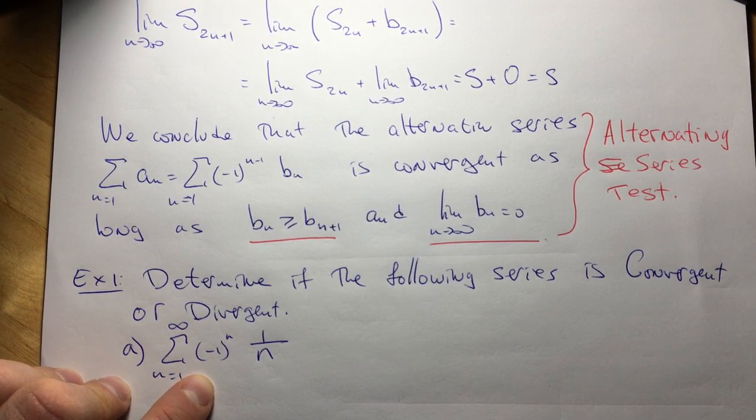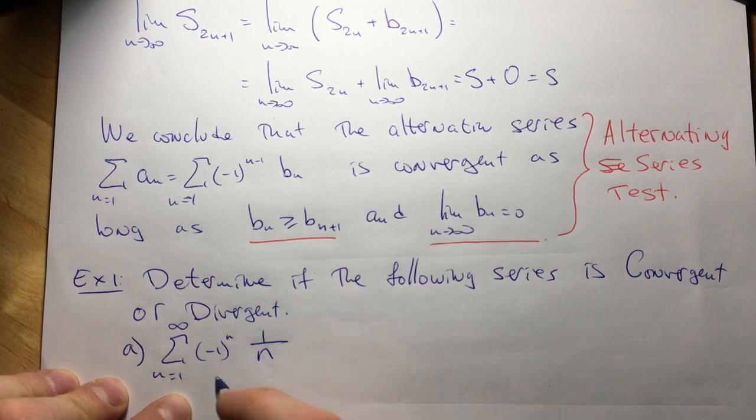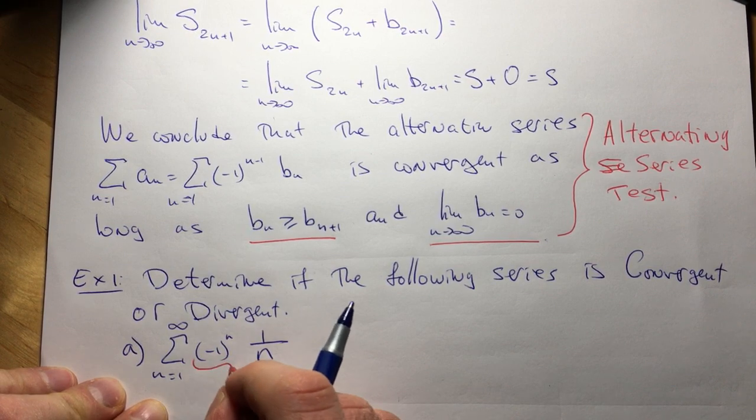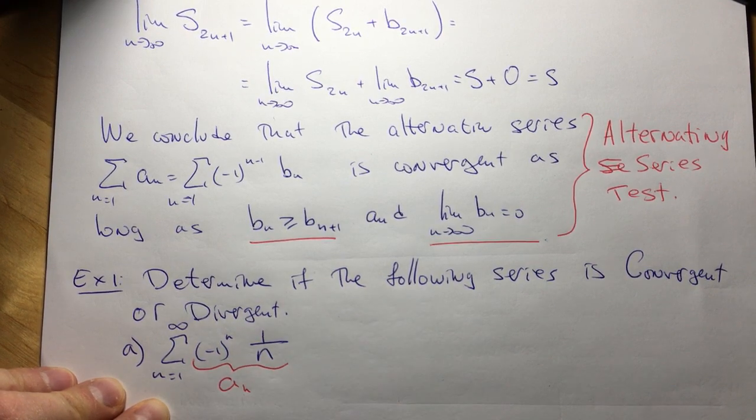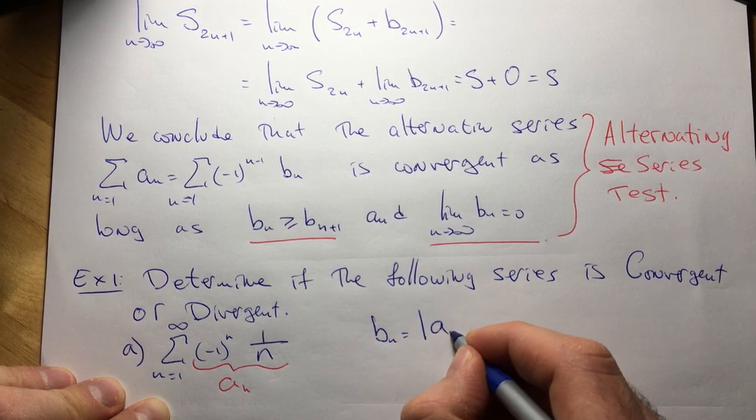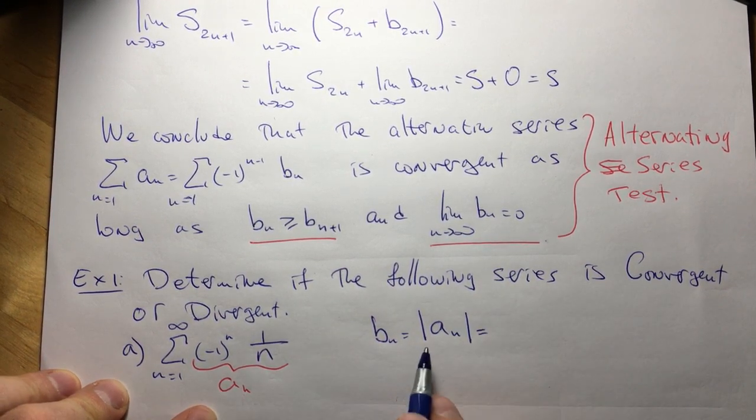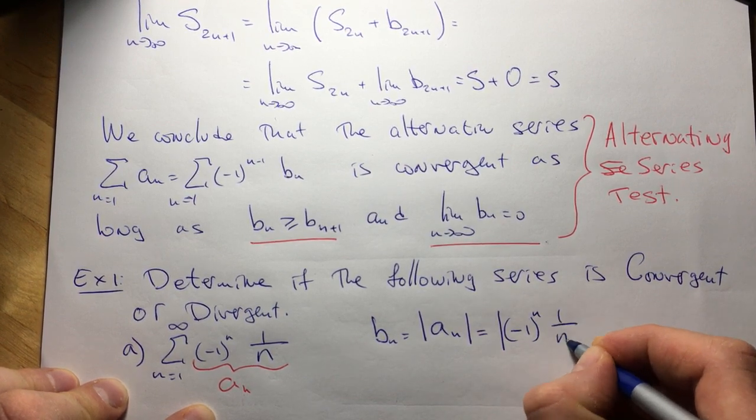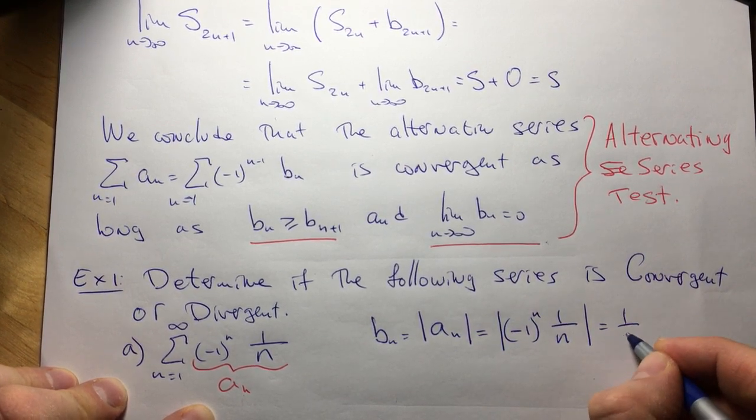So what do we have to do? You have to figure out what your Bn is. Well, this here is your An, right? Bn is equal to the absolute value of An, which means this absolute value just deals with the alternating part, makes every term positive. So this is just 1 over n.